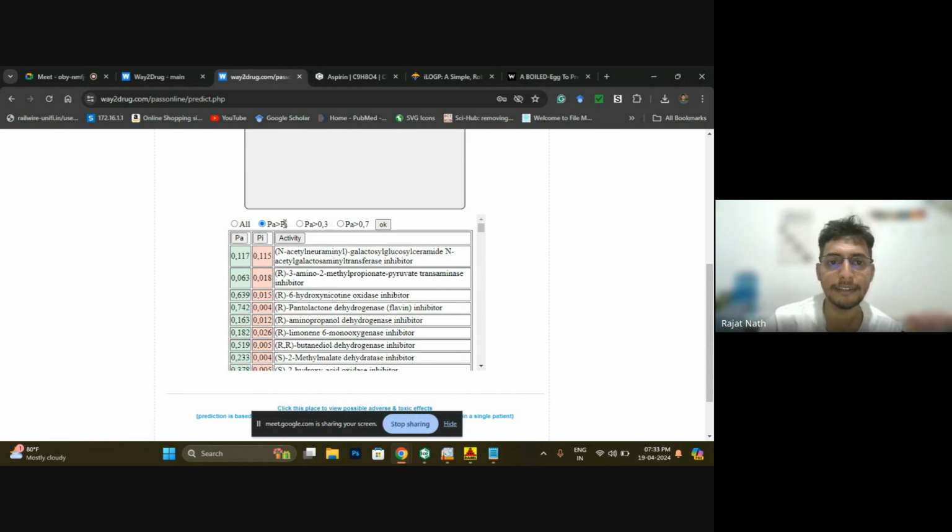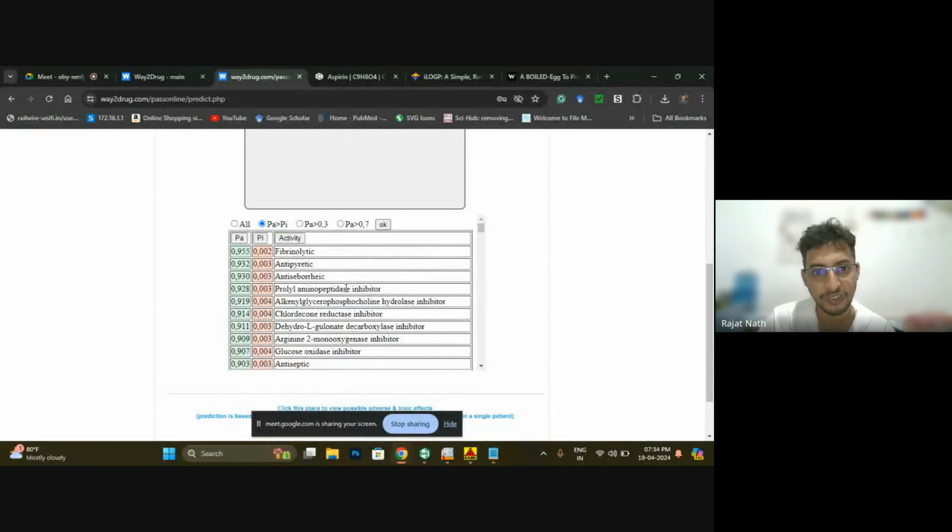So this is the first criterion we can filter by, by selecting that the probability of activity is greater than PI. That means the result should be higher in the green area, that is probability of activity, and we'll click OK. So these are the results showing that those activities are higher than the inactivity. So this is one filter.